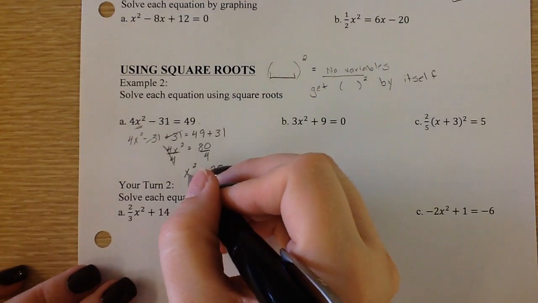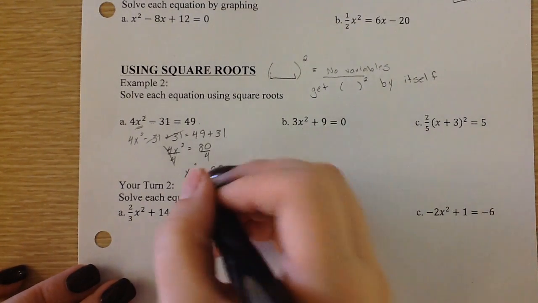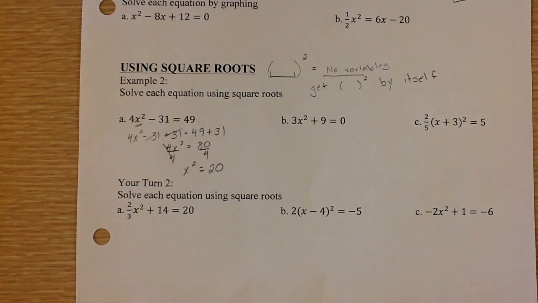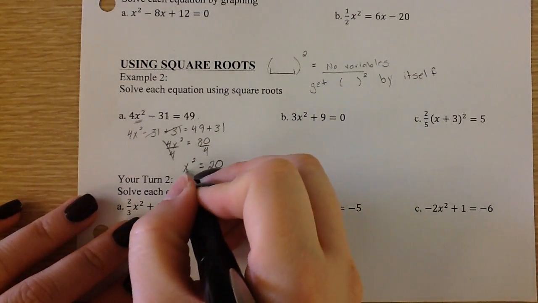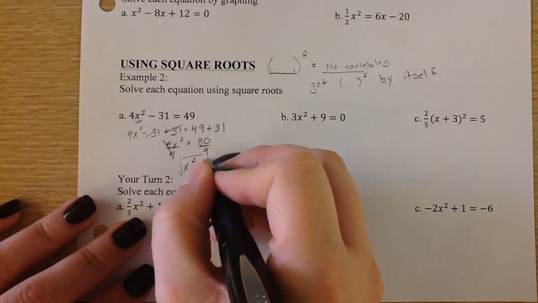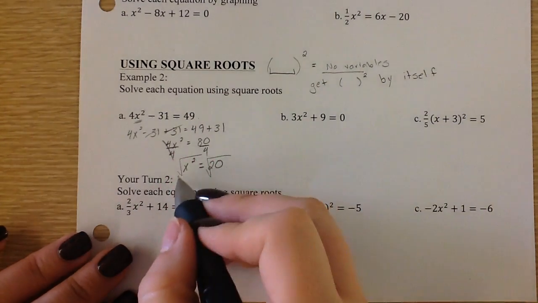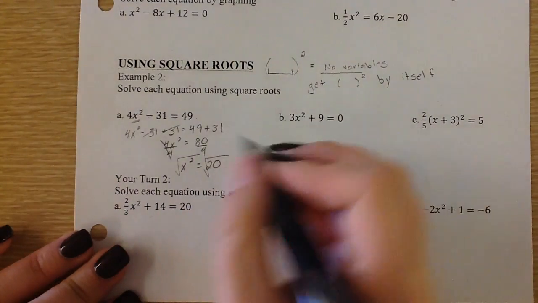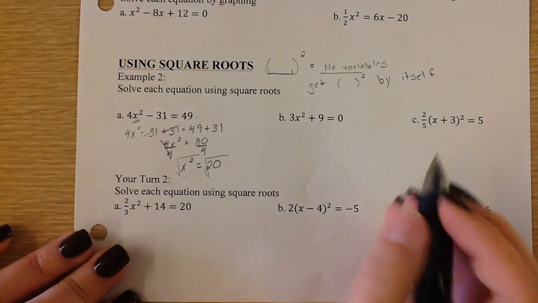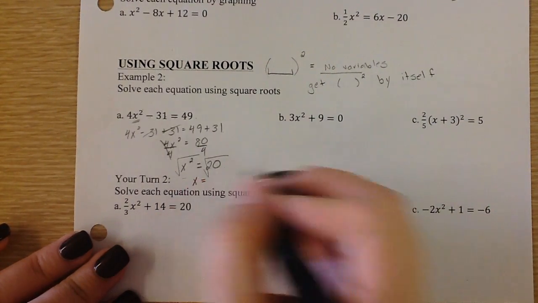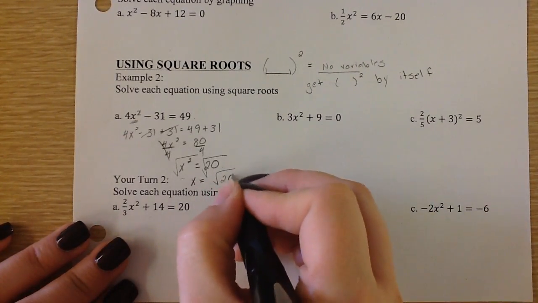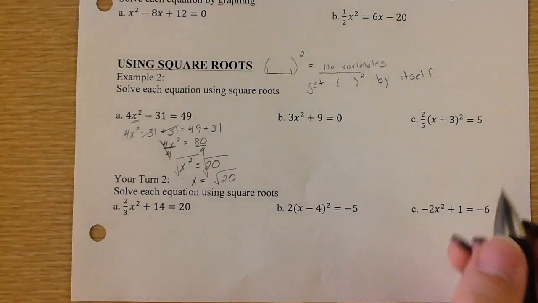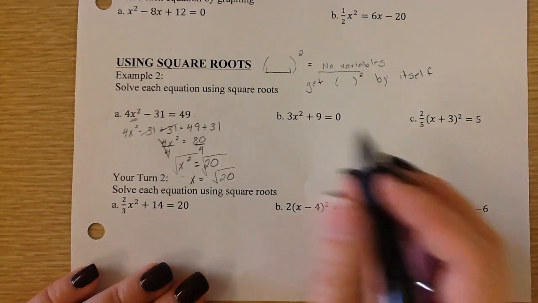So I know that if I take x and square it, I get 20. To undo a squared, this leads us to the section two sections ago where we were reviewing square roots. This is why we did it. To undo a squared at this point, I need to square root both sides. But again, I had to isolate the x squared by itself. So then x is going to equal the square root of 20.